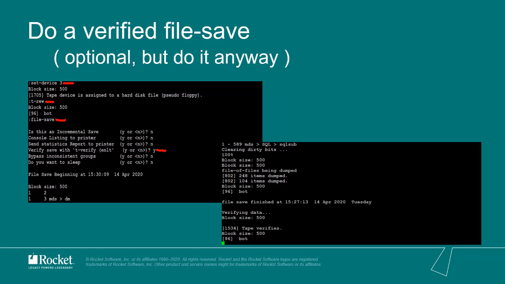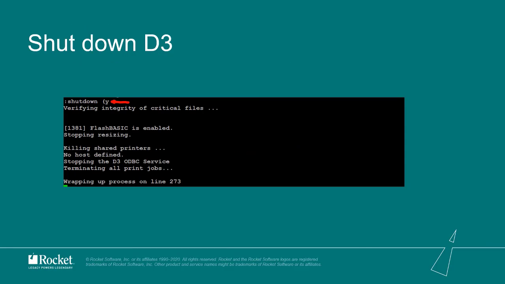First, log on to the DM account and at TCL do the following. Set device to select the tape file, T-rewind to position the tape at the beginning, and file save answering no to everything except yes to verify. When the file save completes, you'll be logged off. Log back onto DM and do a shutdown with the Y option to stop D3.